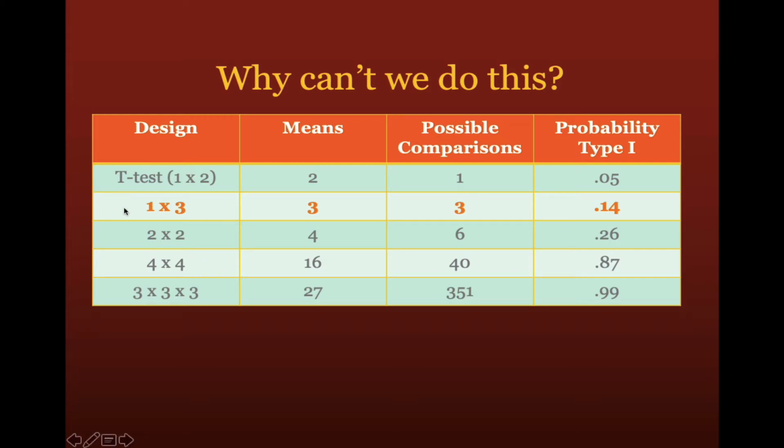So let's look at this example here. If we have two means, we just have one comparison. So our probability of making a type 1 error is going to be 0.05, because we set it to be 0.05. If we now have three means, we have to do three comparisons, like back to our caffeine example. Now our chance of making a type 1 error has increased to 14%. And now let's say we had a 3 by 3 by 3 design, which would give us 27 means to deal with. We'd have 351 possible comparisons, and there's almost 100% chance that in one of those we would make a type 1 error.